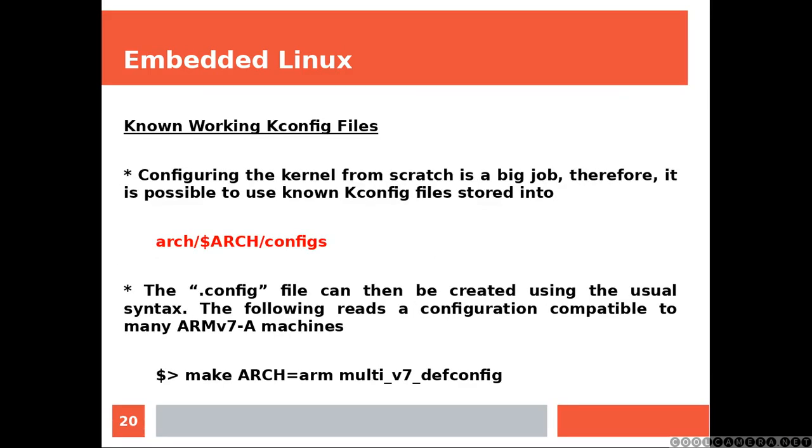Configuring the kernel from scratch is a big job. Therefore, it's possible to use defconfig files stored into the usual architecture directory /configs. The .config file can then be created using the usual syntax. Now, the following reads a configuration compatible to many ARM version 7A machines. So if you run that last line, you can end up with the .config.